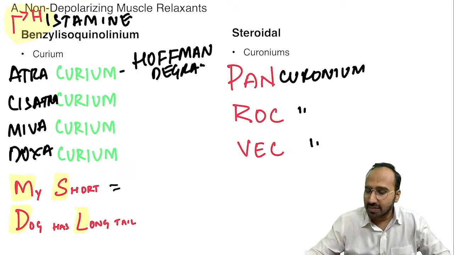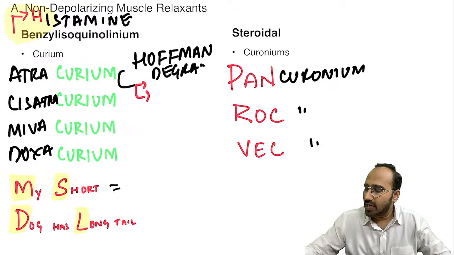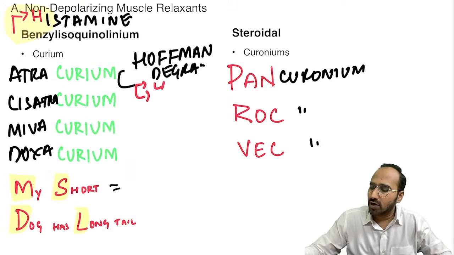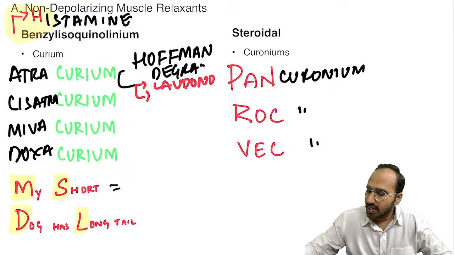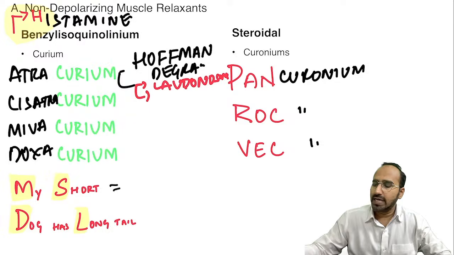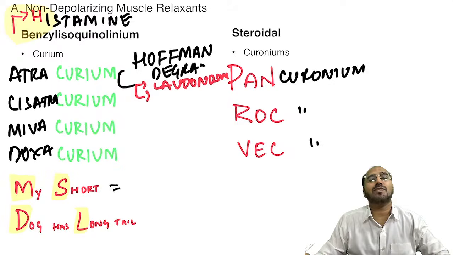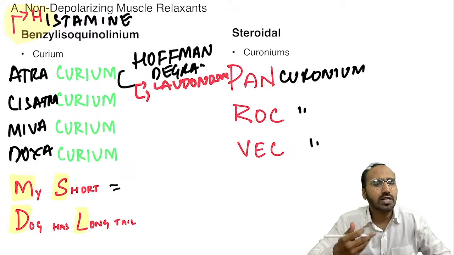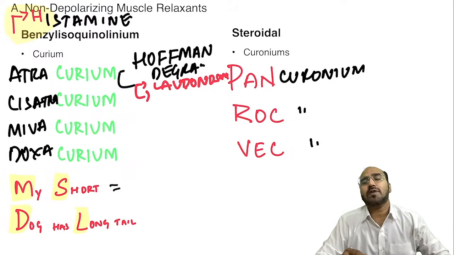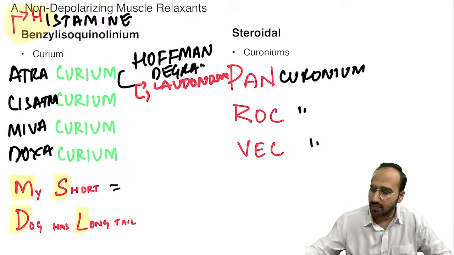But after some time, two side effects were seen with atracurium. There was formation of a compound called laudanosine. Funny name, but we have to remember laudanosine. Whenever you give atracurium as a long-term infusion, laudanosine gets formed, and the patient will have seizures due to this.